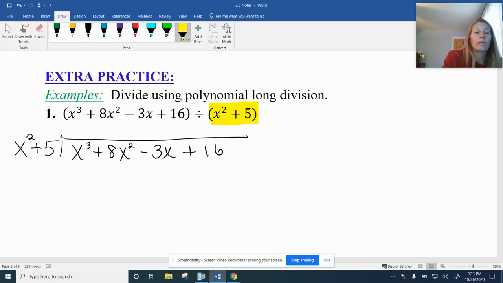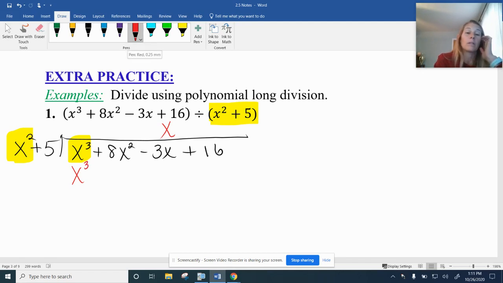So if you remember from the beginning of the lesson, we're going to focus on the lead term in both spots, the divisor and the dividend. X squared just needs to be multiplied by another single x to get this x cubed. So x times x squared is x cubed, and then we also would multiply this x to the 5. Now this one's a little different because notice the missing term in the divisor, there's no just single x value. So when I do x times 5 and I get 5x, I want to be really careful to line it up underneath the other like term.